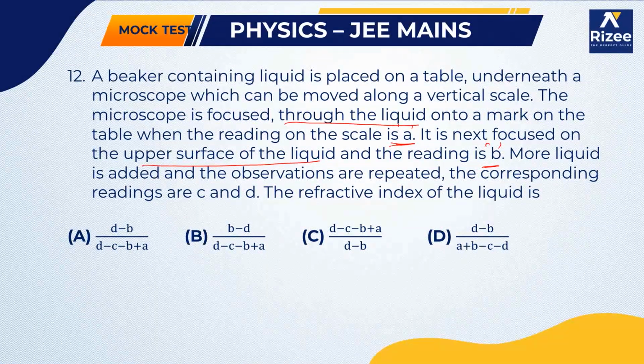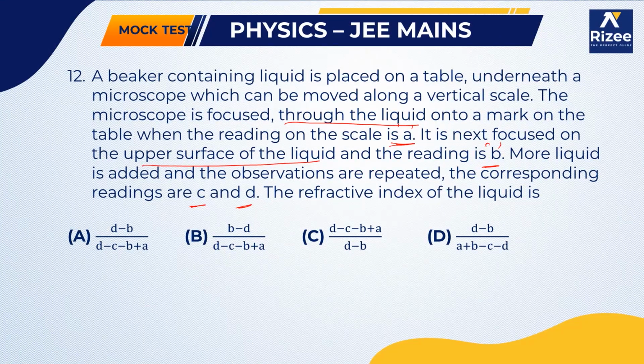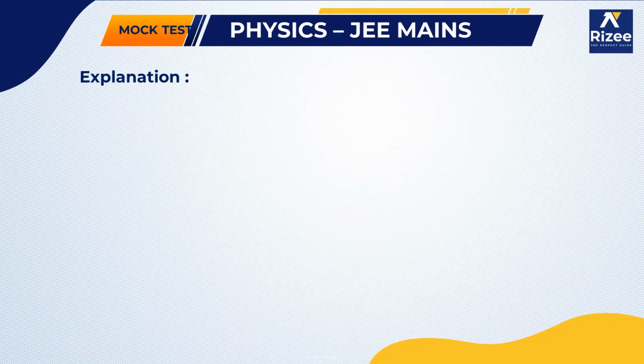More liquid is added and the observations are repeated. The corresponding readings are C and D. So he is asking what the refractive index of this particular liquid is going to be. So how do we see this? Initially, when no extra liquid is added, we'll be doing this sum in two different cases. The first is before adding the liquid, and the second phase is after adding the liquid.